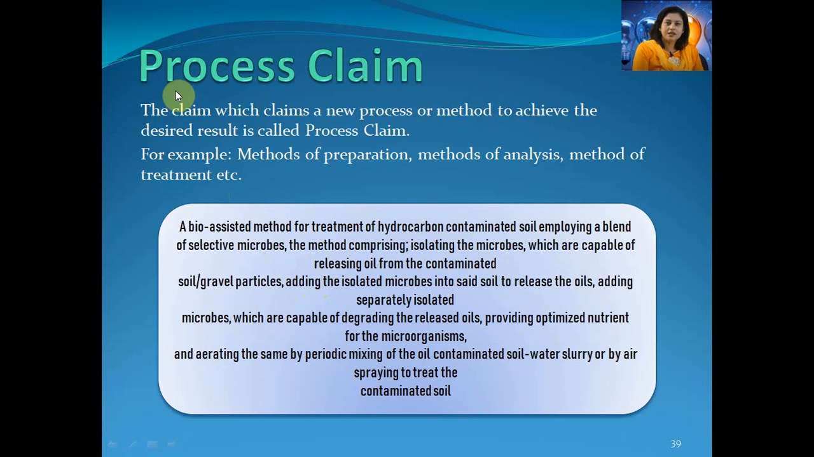Next we go to process claim. The claim which claims a new process or method to achieve the desired result is called a process claim. For example, methods of preparation, methods of analysis, method of treatment, etc. So here again, a bio-assisted method for treatment of hydrocarbon contaminated soil, such and such, employing so and so things, is given here as an example.